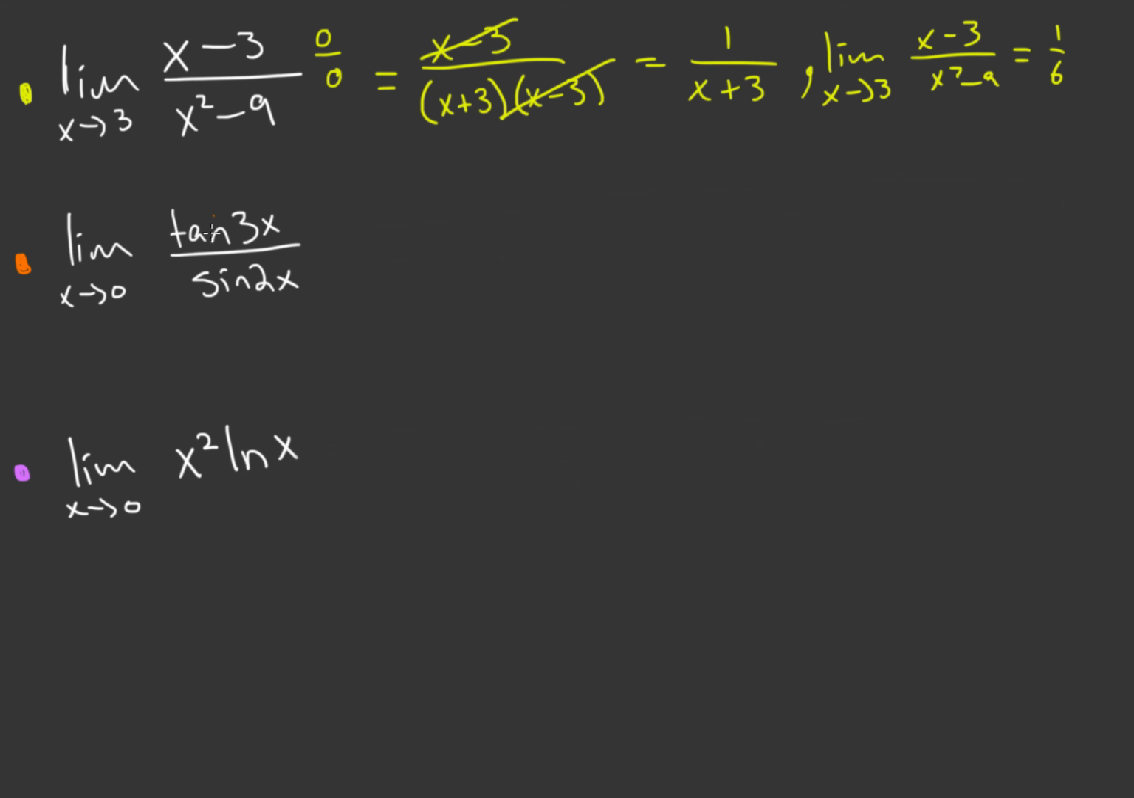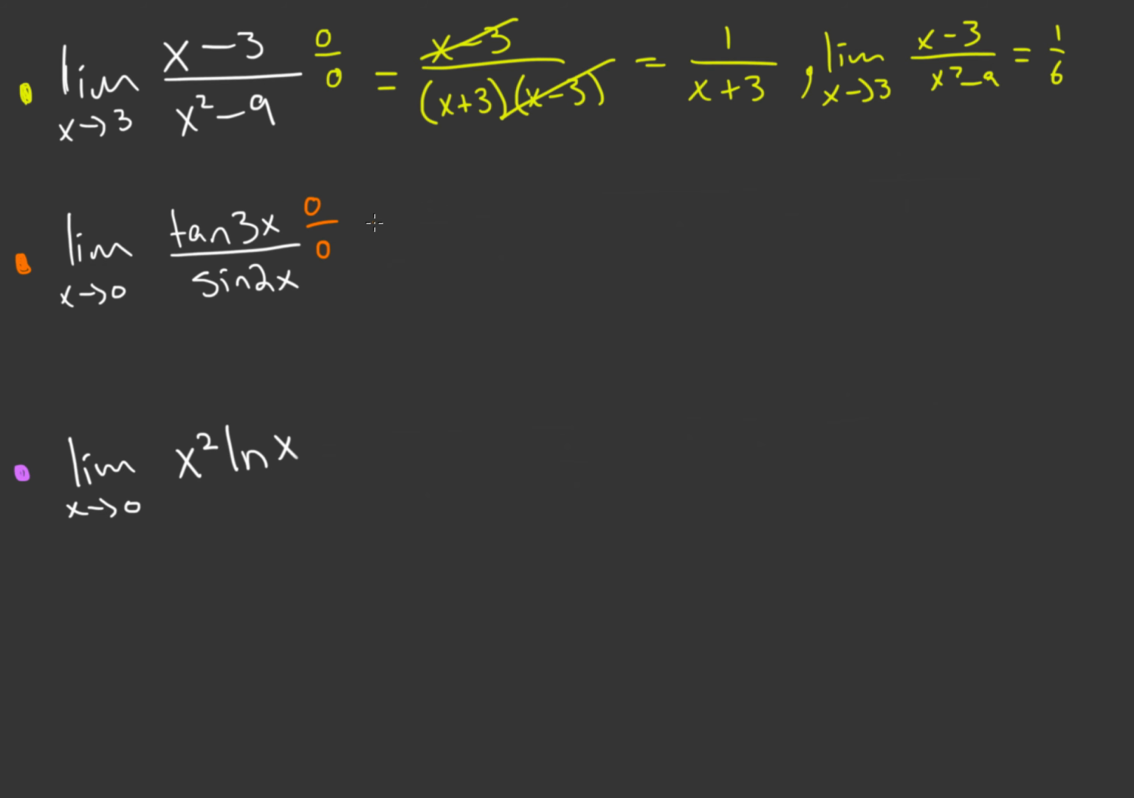So you have tangent of 3x over sine of 2x. If we plug in 0 for tangent of 3x, that's tangent of 0, and that gives us 0. And if we have sine of 2x, we get sine of 0 if we plug in 0, that's also 0. So we have to figure this stuff out. Now, can we just factor this stuff out? Let's try that out.